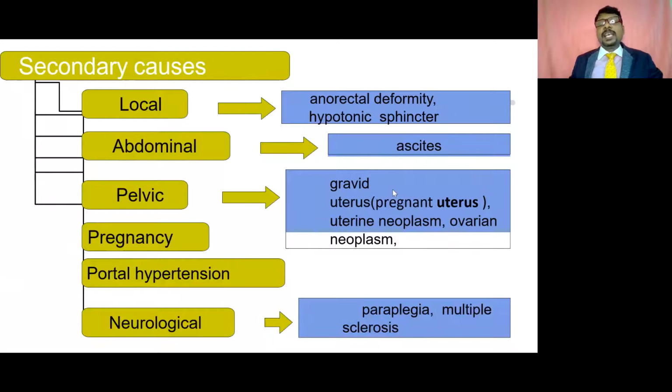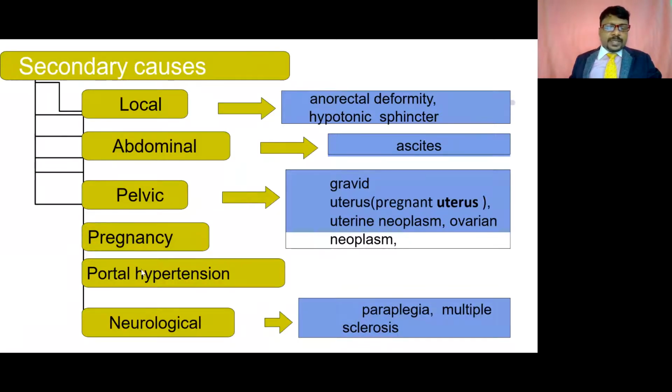And also in case of pelvic-related complications, especially the gravid uterus, in pregnant women many physiological changes happen. In those conditions, they may get hemorrhoids during the pregnancy period. After delivery of the baby, the problem subsides and they become normal. And also in case of any uterine neoplasms, any cancer in the uterus, or ovarian neoplasms, these are also some of the causative factors for hemorrhoids.